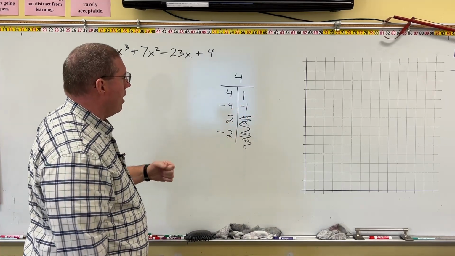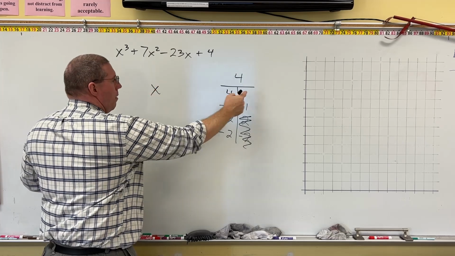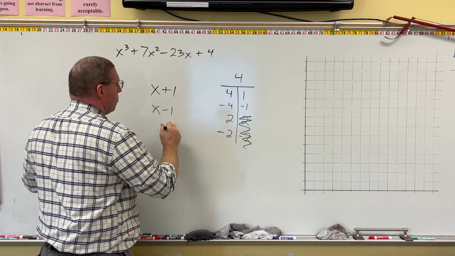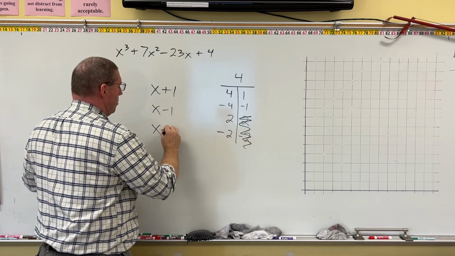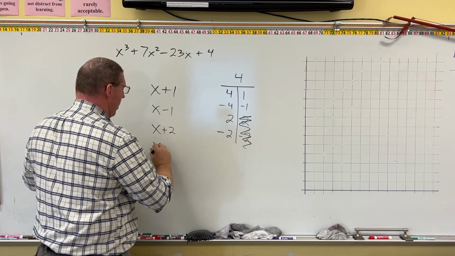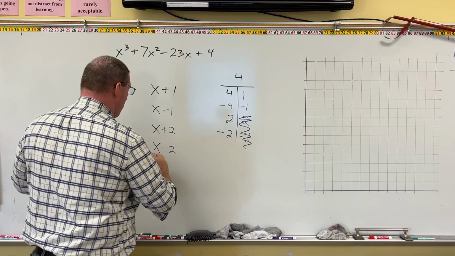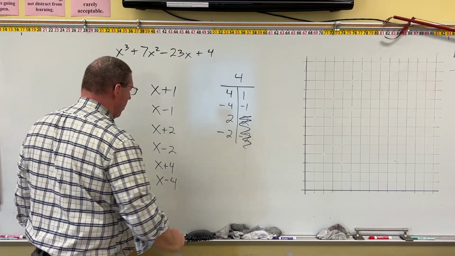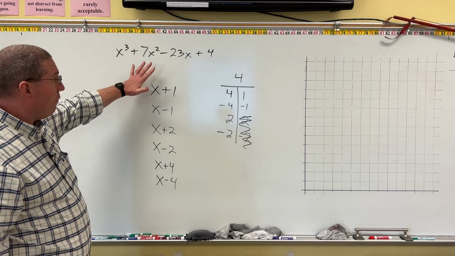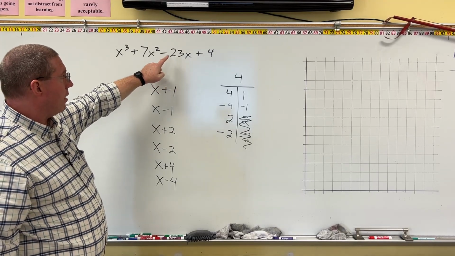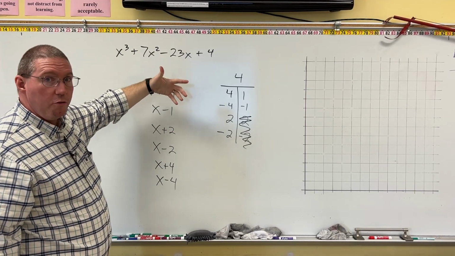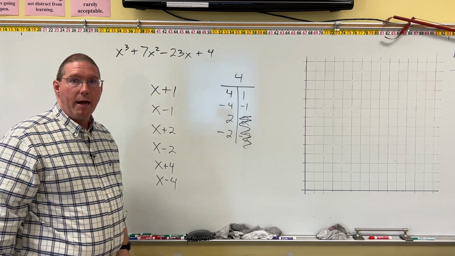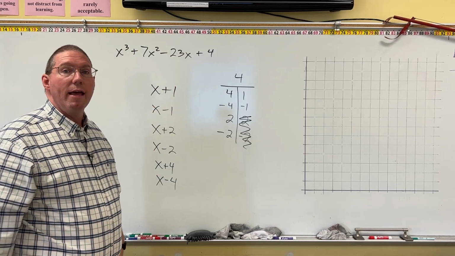And so now the answers are going to be +1, so x plus 1, -1, x minus 1, +2, x plus 2, -2, x minus 2, +4, x plus 4, and -4, x minus 4. And I can tell you that if there is something that can be divided into this that would give you a remainder of 0, it would have to be one of these 6 binomials. Okay? Now you're going to try it on your own.